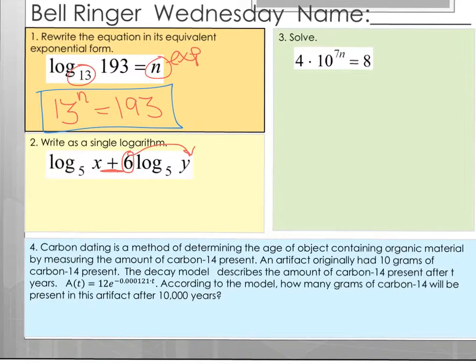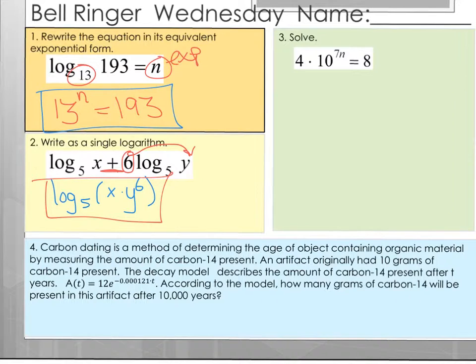That's addition. That means I can express it as the multiplication of those two arguments and rewrite it as a single log. So that would be log with base 5, because they both have base 5, and then x times y to the 6th power, and at that point I've re-expressed this as a single log.